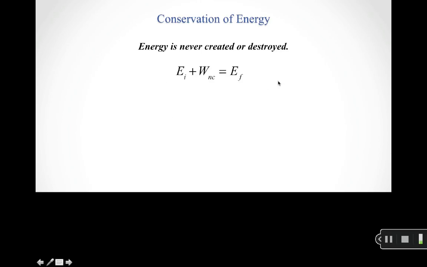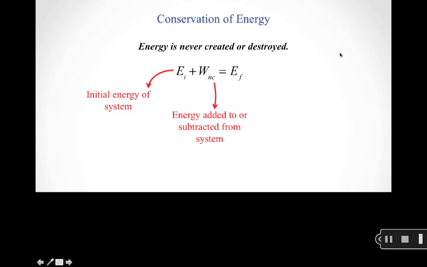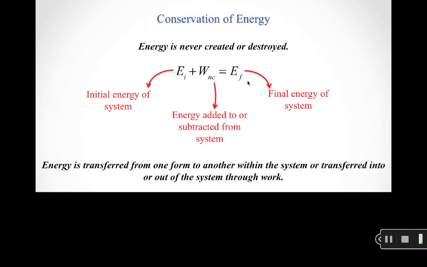So what we're going to do then is keep track of the energy within a problem by thinking about three different terms here. One is the initial energy of your system. The second is the energy that you either add or subtract from your system. And then the final energy of your system. What this equation is basically telling us is we're going to start with some amount of energy, add or subtract from that, and that's going to leave us with what we've got at the end. So this basically is giving us a schema for keeping track of the energy.